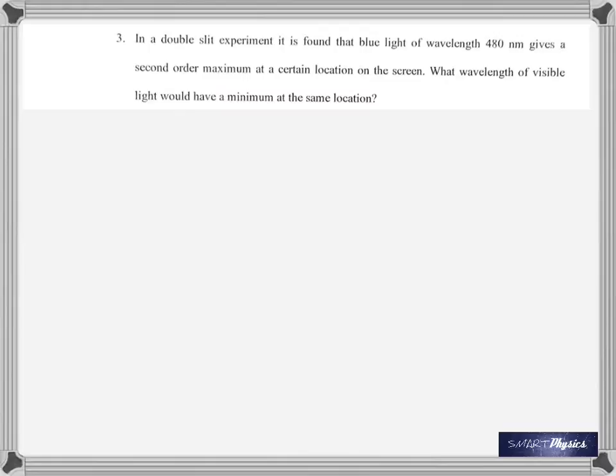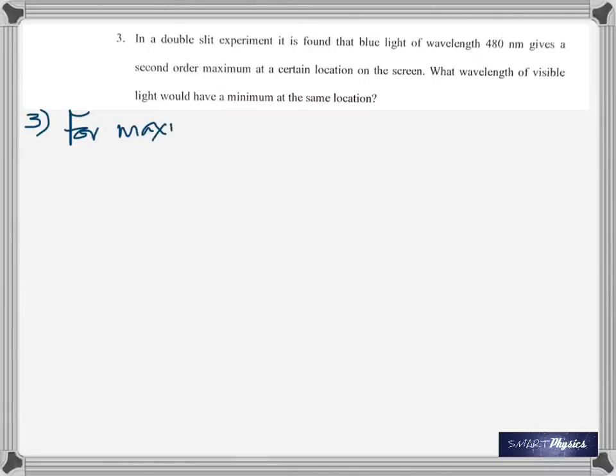So now you see that in this question, it's kind of a comparison, because x is the same, the distance between the slits is the same, the distance from the slits to the screen is also the same. And there are two conditions that you're comparing. One talks about a maximum being produced at a certain location, and then it asks what wavelength would produce a minimum at the same location.